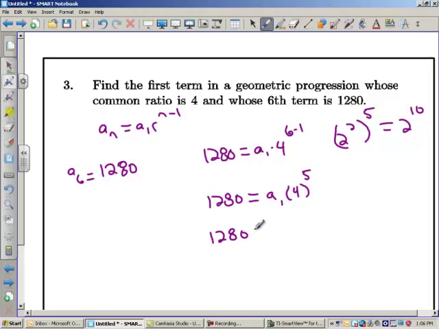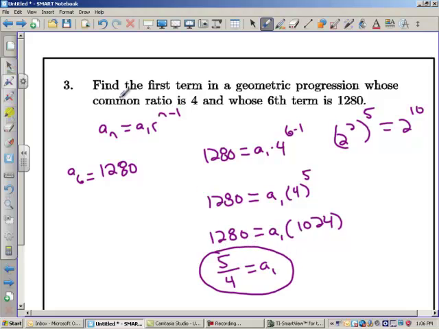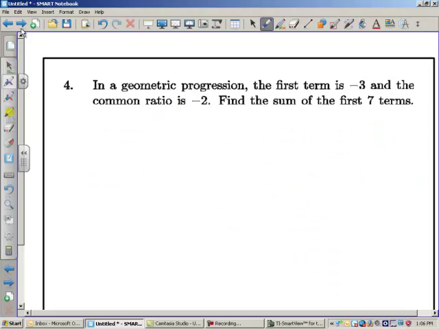So 1,280 equals a sub 1 times 1,024. 2 to the 10th is 1,024. And we divide through by 1,024, and we simplify, we get the first term is 5/4. Now you would use a calculator on this, so don't worry about that simplification and be scared about that. So that's the answer to that one. That's the first term. Alright, let's do another one.